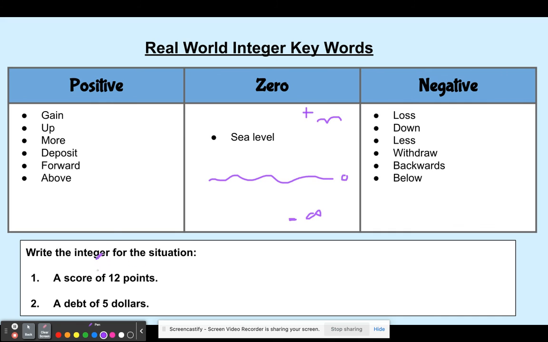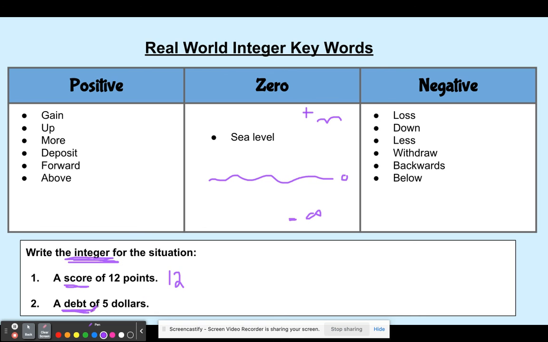So this is an example of something you might have to do for this topic. You might have a phrase where you have to decide the integer, the positive or negative whole number, or zero. So if you score 12 points, do you think that's going to be a positive 12, a negative 12, or zero? Scoring 12 points. That's going to be a positive 12. I don't have to write a plus in front of it because a 12 is just positive.